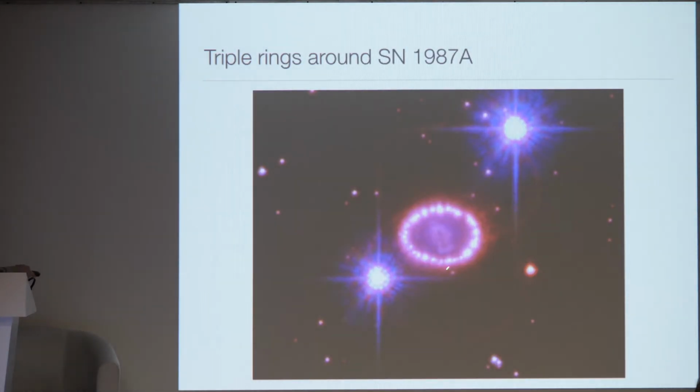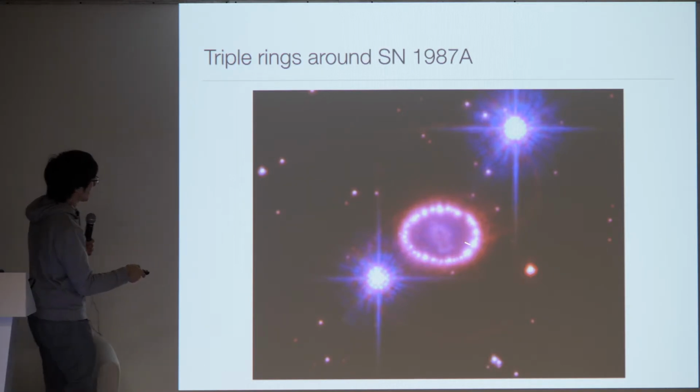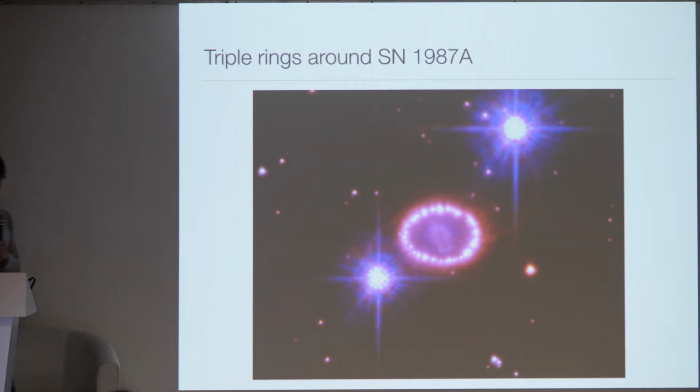And also this kind of scenario was suggested to explain this. It's hard to see here, but around 87A, we see 3 rings. One is here. You may see something here, and also something is there. So there were 3 rings surrounding 87A, which were of course puzzling as to how to make this structure.